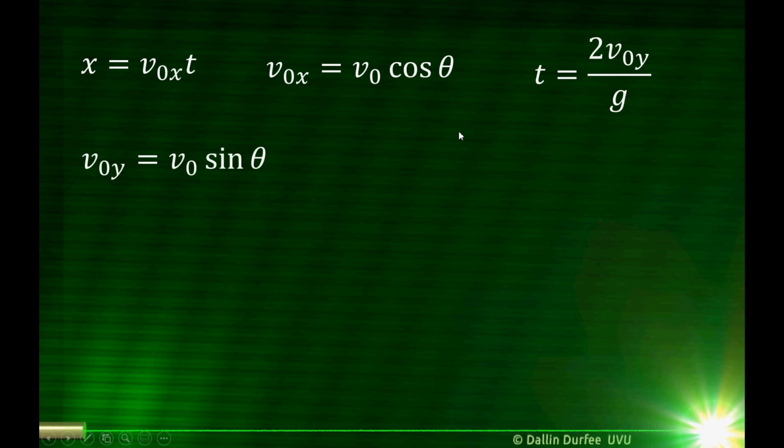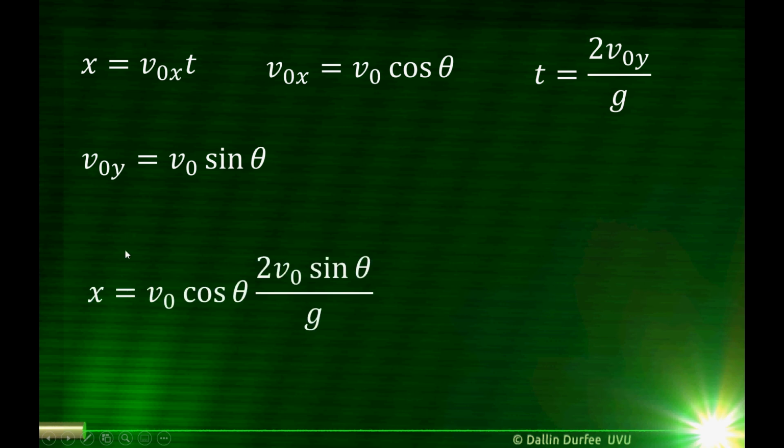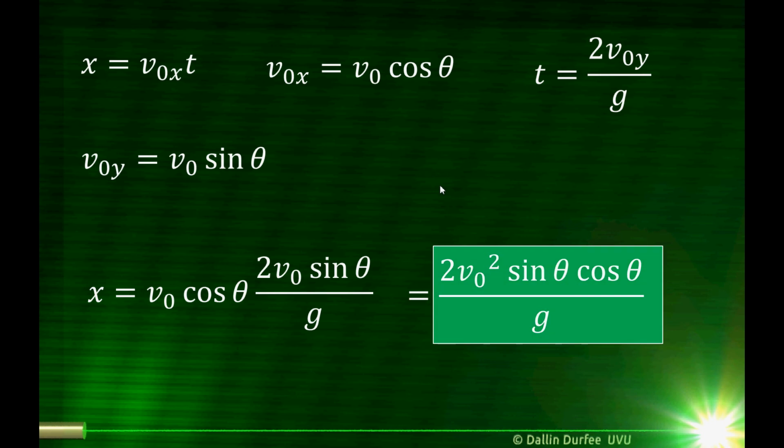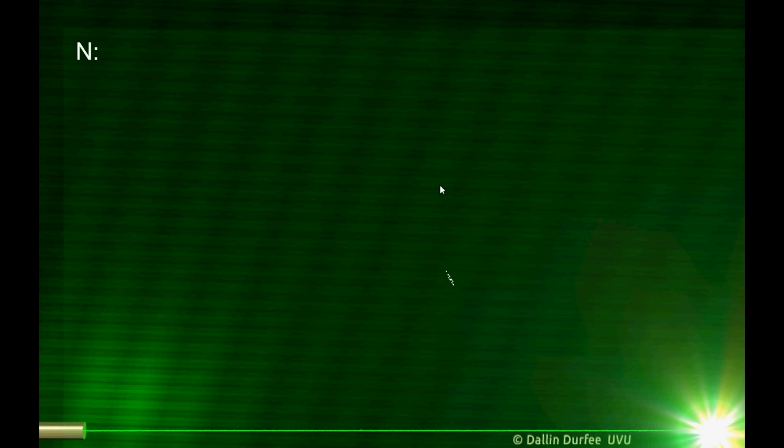So if I plug all of these things into this equation, I find that x is equal to v naught x, which is v naught cosine theta, times t, which is 2 over g times v naught y, and v naught y is just v naught sine theta. So there you go. Simplify that, and there's my solution. So that is how far away the cannonball is when it hits the ground. That's our symbolic solution. The next step in Snuggly Dog is N, plugging in the numbers.